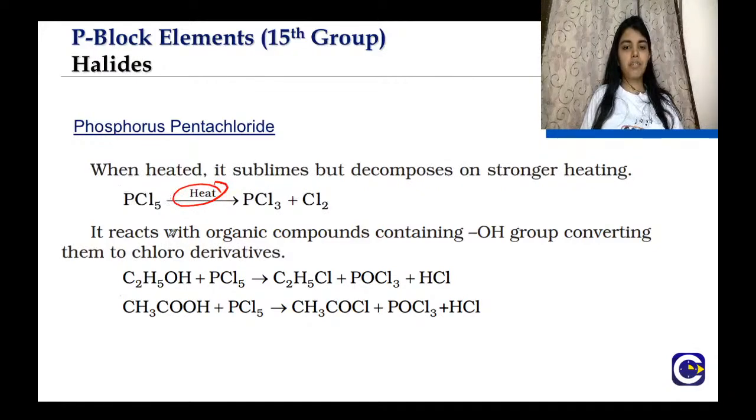On reaction with organic compounds, like PCl3, it also acts as a chlorinating agent. If you treat ethanol with PCl5, you can get ethyl chloride. If you treat acetic acid with PCl5, you can get CH3COCl. The byproduct formed here is POCl3. So these two reactions are very important. You will learn them in the alcohol chapter also, I guess, or the haloalkanes chapter in organic chemistry.